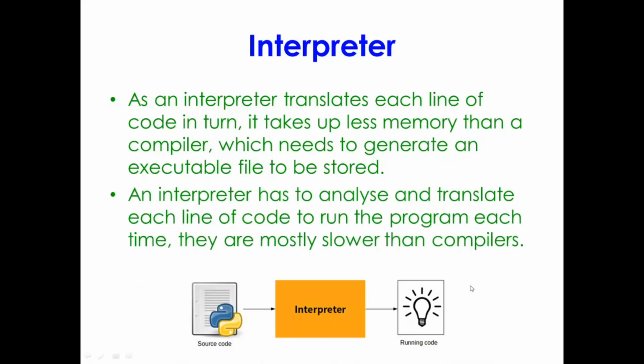Interpreters are slower than compilers in a sense that it will translate one line, and then wait for the other line and then translate it. So compilers are faster, they take less time, and interpreter takes more time to translate.